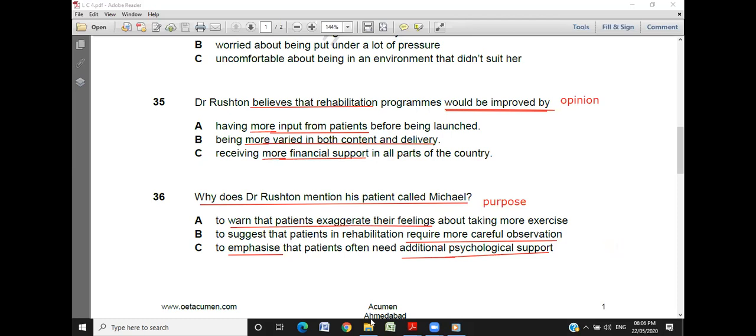Does anyone want me to play this again? The last part? The last two questions? Okay, I can see answers coming in. Does anyone of you want me to play it again? Okay, if not, then let me know what answers have you selected.